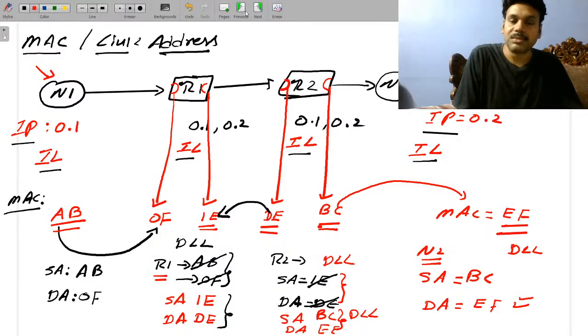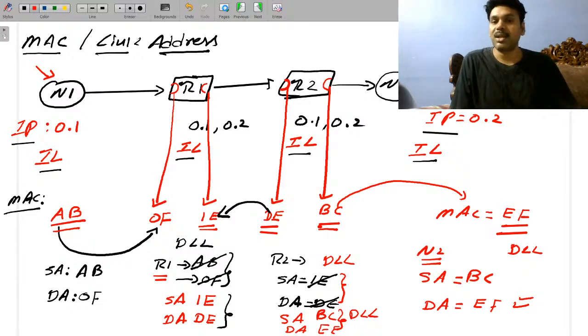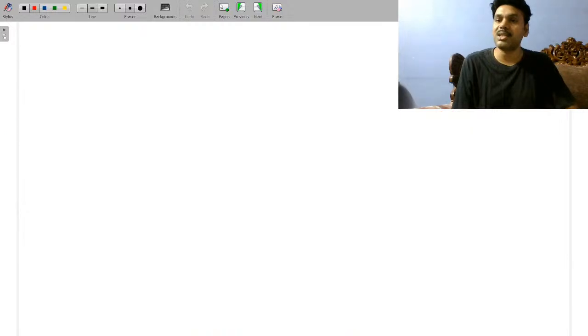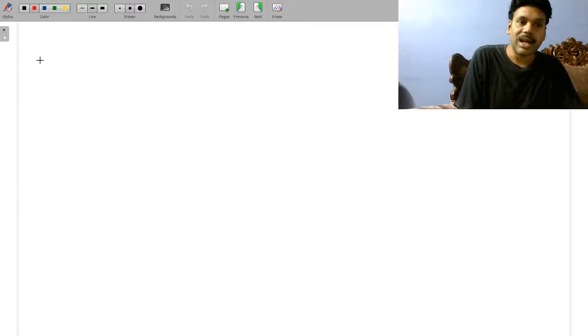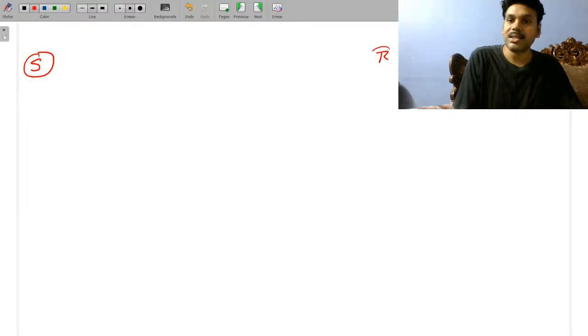Now come to our example. I will give you a final example so that you are comfortable in saying how many times each layer is involved. Say there is a sender and there is a receiver, and between them two routers are there.